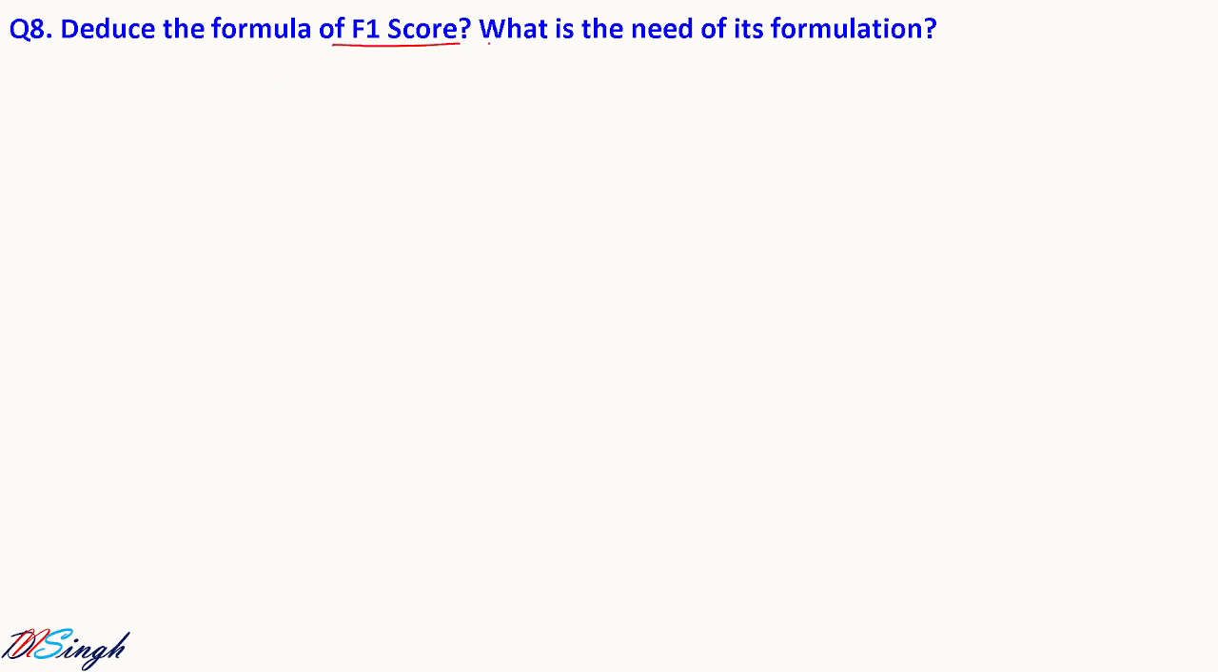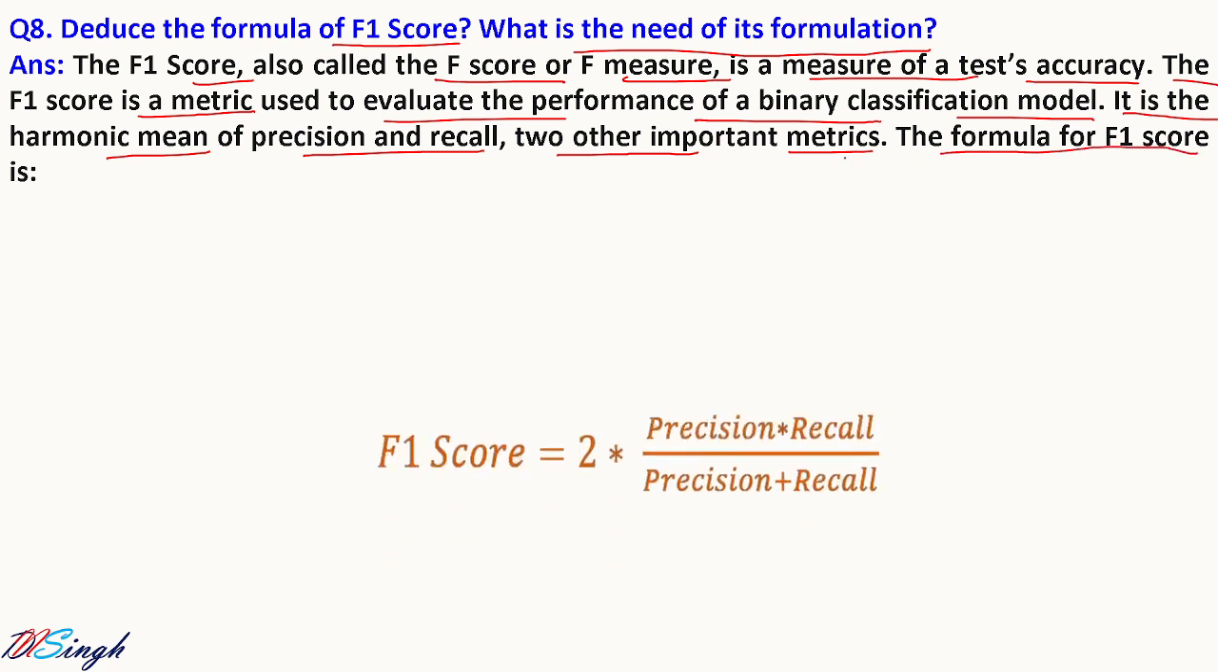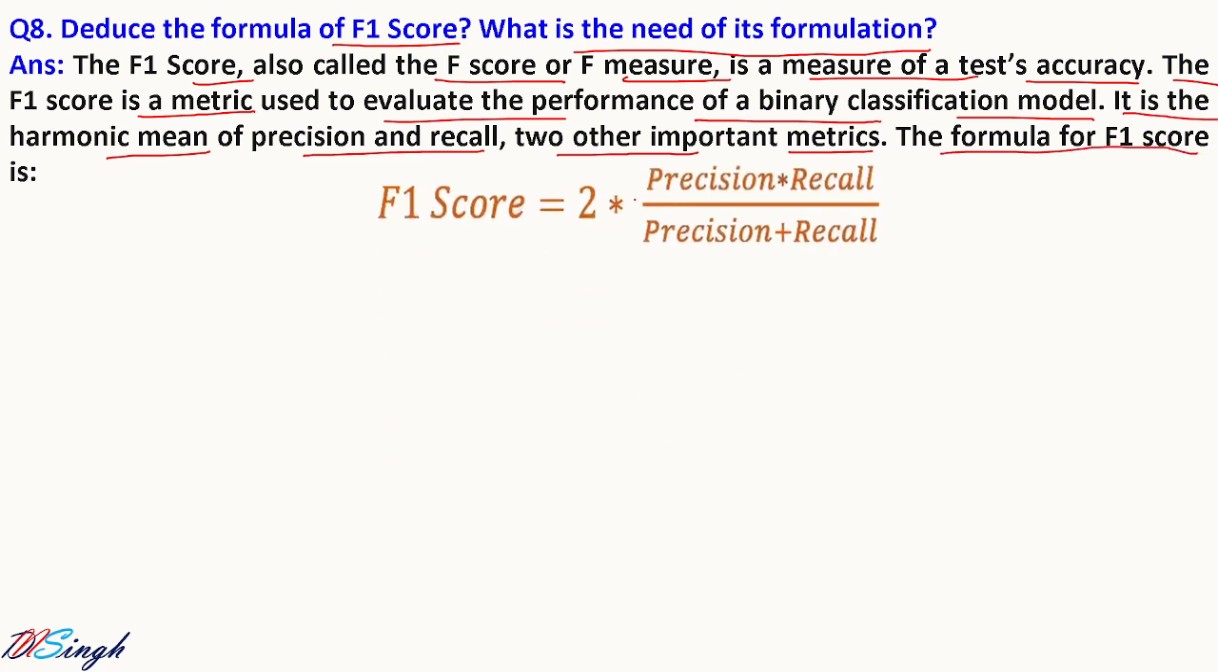Deduce the formula of F1 score. What is the need of this formula? F1 score, also called F score or F measure, is a measure of a test's accuracy. The F1 score is a metric used to evaluate the performance of a binary classification model. It is the harmonic mean of precision and recall, two other important metrics. The formula of F1 score is: F1 score equals 2 multiplied by precision multiplied by recall, upon precision plus recall. So remember this, it is a harmonic mean of precision and recall. Just remember this line.